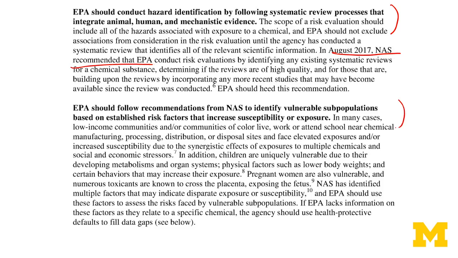Same thing in the next one. "EPA should follow recommendations from the National Academy of Sciences to identify vulnerable subpopulations based upon established risk factors that increase susceptibility or exposure." What do we need from that? Well, maybe the idea of the vulnerable subpopulations. Okay, well, we've got children, we've got pregnant women, etc. Again, providing the background information, the supporting facts for the core idea. But again, each of these paragraphs is following this inverted triangle structure.